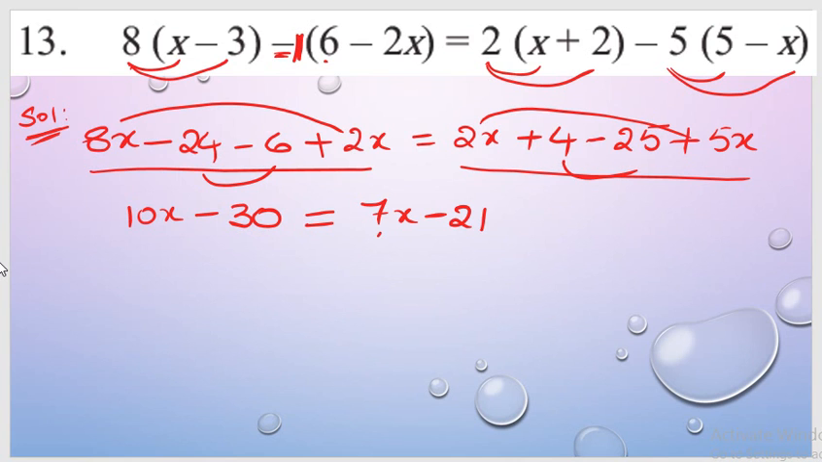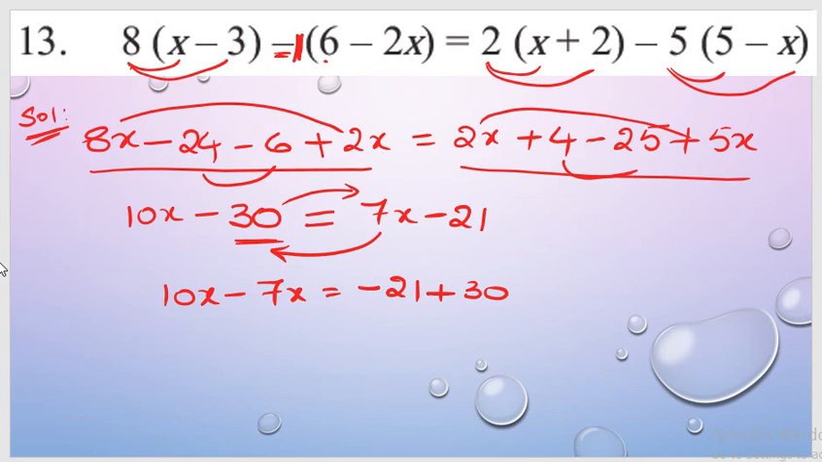Now I need to transpose 7x to left hand side and this minus 30 to right hand side. So 10x minus 7x is equal to, so already what is there on the right hand side, minus 21. This minus 30, if I transpose, it becomes plus 30. Now 10x minus 7x is nothing but 3x, which gives me 30 minus 21 is nothing but 9. So from this, x is equal to 9 by 3, so which gives me 3. So the value of x is 3 here, right? So the value of x is 3.